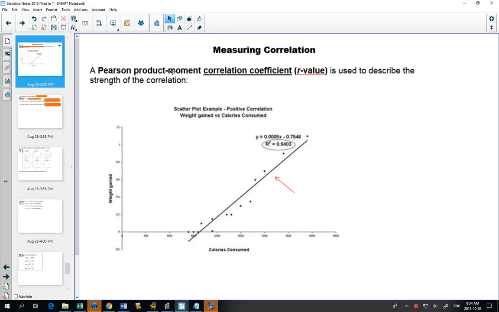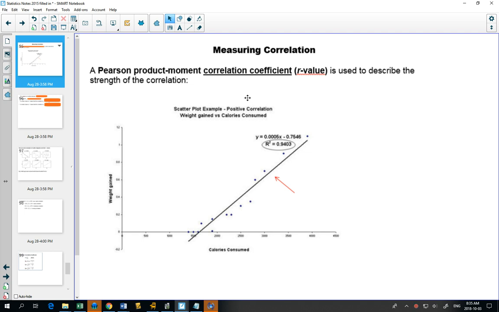The last section of our stats note, measuring correlation, the Pearson product moment correlation coefficient. And what would be a good acronym for all of those letters? The R value. I have no idea why we call it R for Pearson product moment correlation coefficient, but that is what it is. So we're going to have to turn our diagnostics on our calculator, and the R value tells you how close the points are.